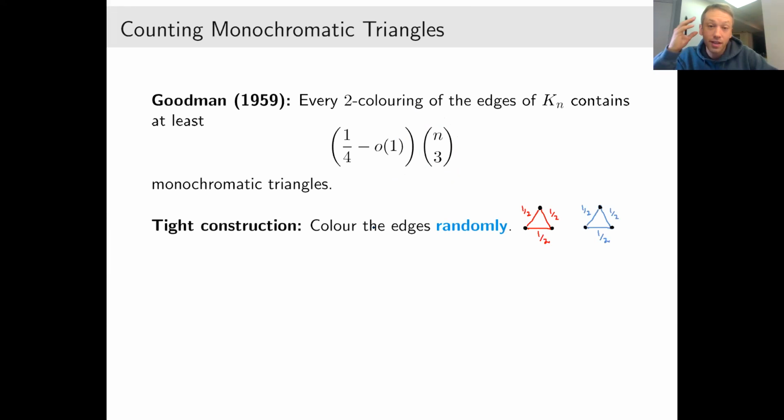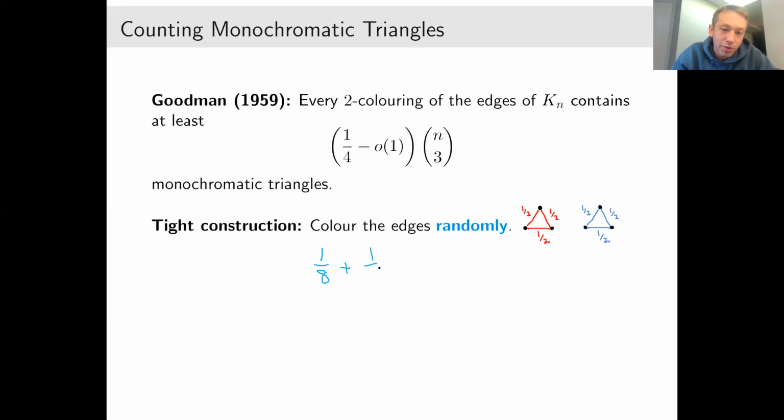And of course this is tight. So one way to prove it's tight is to just take a random coloring. Right? If you color the edges randomly, well, if you have a given triangle, what's the probability that it's all red? Well, if we color the edges independently red or blue with probability 1/2, then the probability a given triangle is red is 1/8.